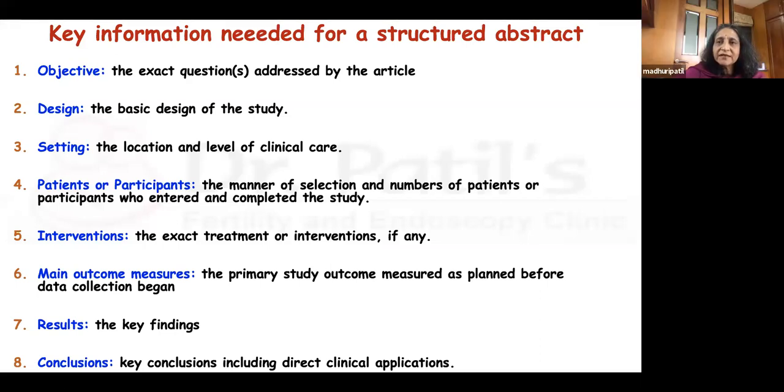Level of the clinical care, the patients or the participants, that is the manner of selection and the number of patients or participants who entered and completed the study, interventions like the exact treatment or intervention, what was given for the study, the main outcome measures, which is the primary study outcome measured as planned before data collection begins, results, and these should be the key findings you have got after your study, and the conclusion, which should include the key conclusion, including direct clinical application.